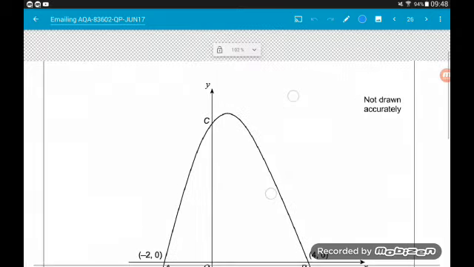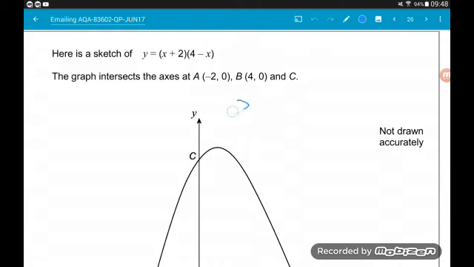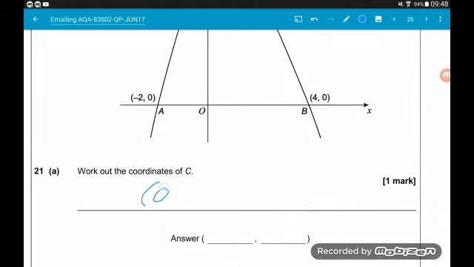So, on the y-axis, x is equal to 0. So we know the x-coordinate is 0. If we then substitute that into the equation, we get y is (0 plus 2), which is 2, times (4 minus 0), which is 4. So we've got 2 times 4, so y is equal to 8. So our coordinates of C are (0, 8). Lovely jubbly.